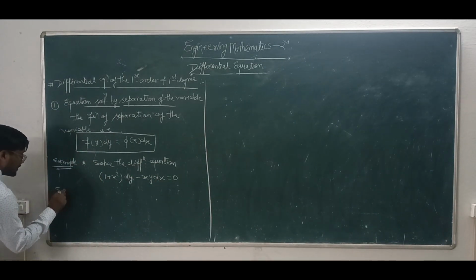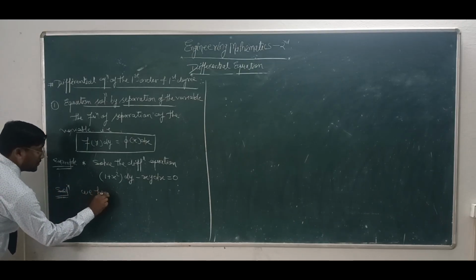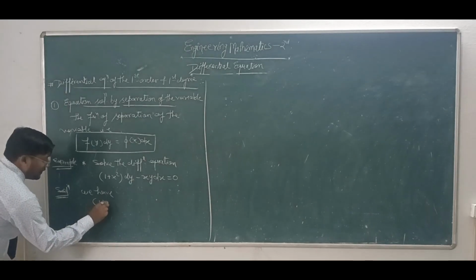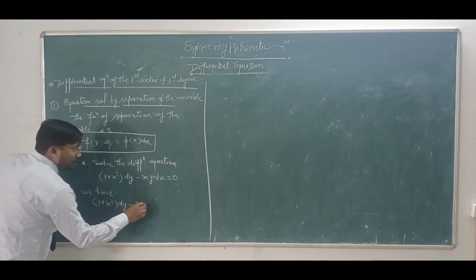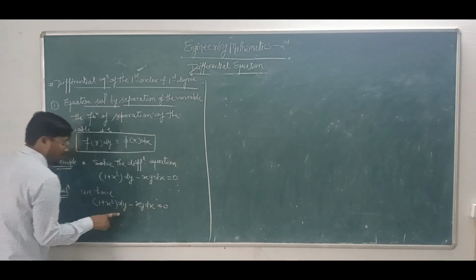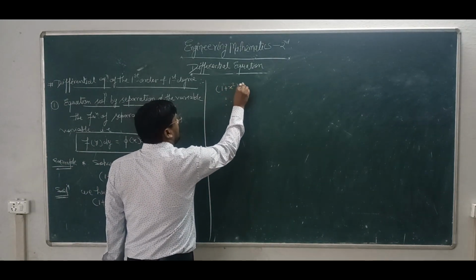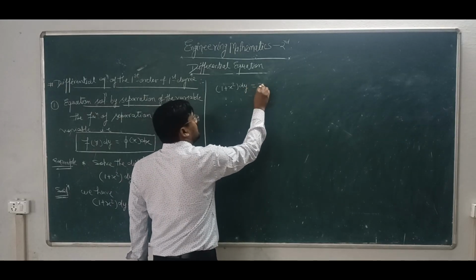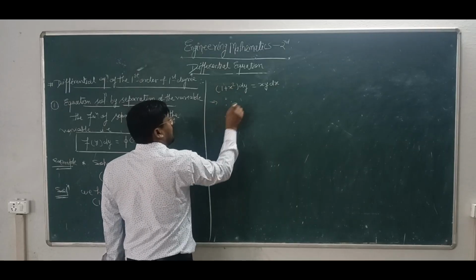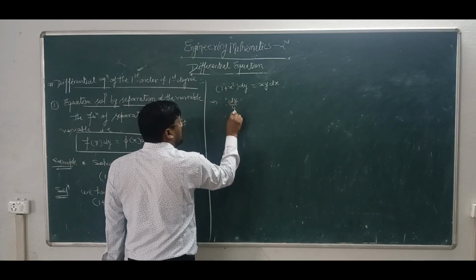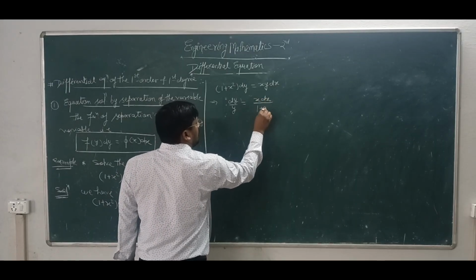Now the solution of this problem. We have (1 plus x square) dy minus xy dx is equal to 0. Now you can write (1 plus x square) dy is equal to xy dx. Now again you can write dy by y is equal to x dx upon (1 plus x square).